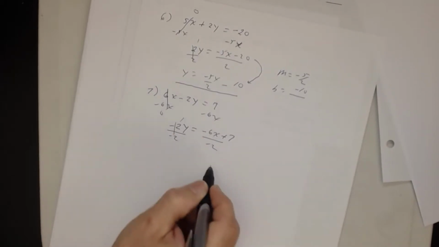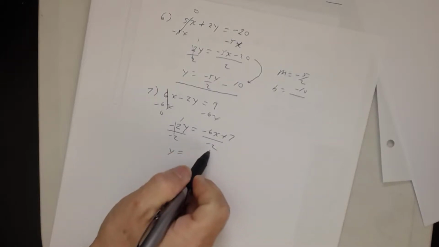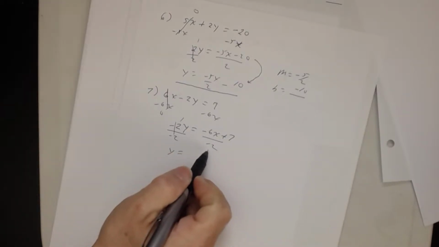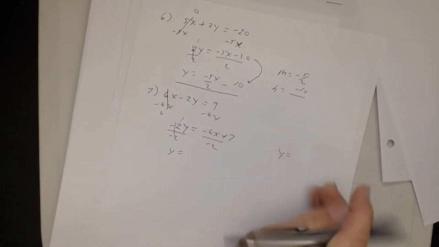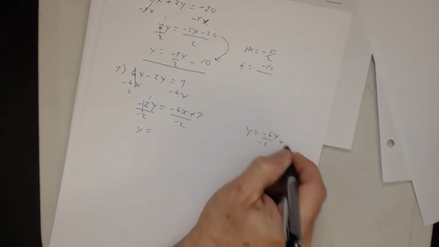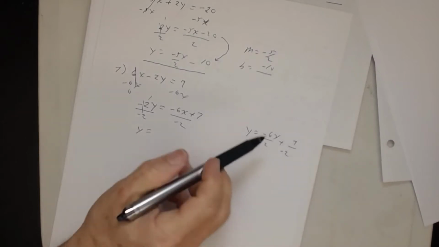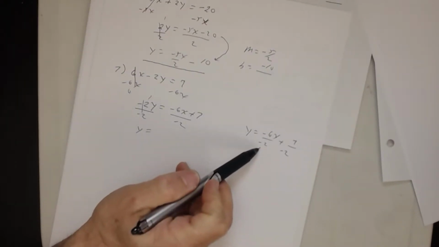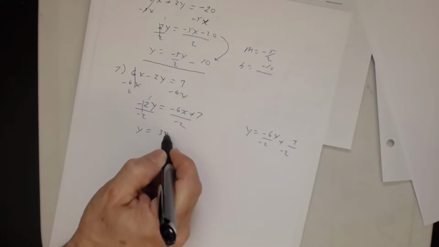Now be careful though, because you're going to say -6x divided by what? -2. Now you've got to remember, so for some of you, you may want to write this out right here. You may want to say that's going to be y equals -6x divided by -2 plus what? 7 divided by -2. But you've got to remember that a negative divided by a negative is a positive, so this really becomes what? 3x.